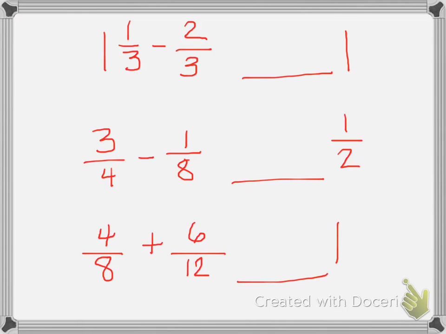Number 5 says write greater than, less than, or equal to. So if I have 1 1/3 and I take away 2/3, if I take away 1/3, that's gone. And then I take another third away from 1, it's obviously less than 1.